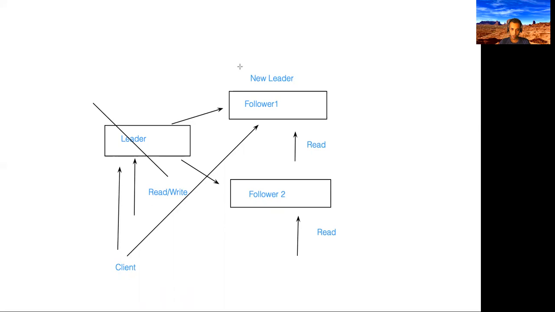Okay, so we have covered at a very, very high level what data replication means. In our subsequent videos, we are going to talk about the various other types of replication, such as multi-leader replication and leaderless replication.